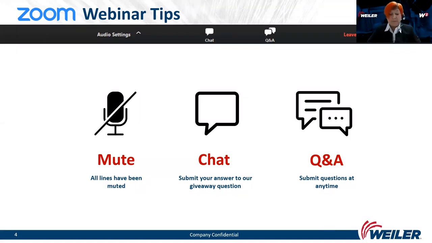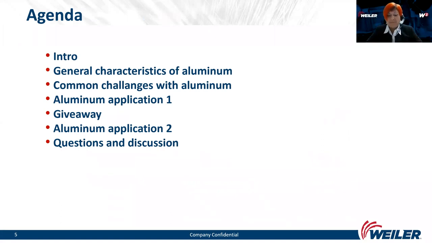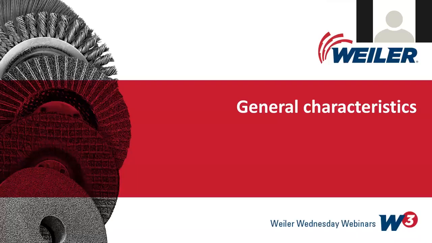Before we jump into the presentation, let's quickly check our agenda. For today's webinar, we will first present some general characteristics of aluminium. Then we will see what the common challenges with aluminium are. After that, Doris will take over with the first half of the technical presentation. The technical presentation will be followed by a short break with a giveaway. After the giveaway, we will continue with the second half of the technical presentation. And after that, we will end the webinar with questions and discussions.